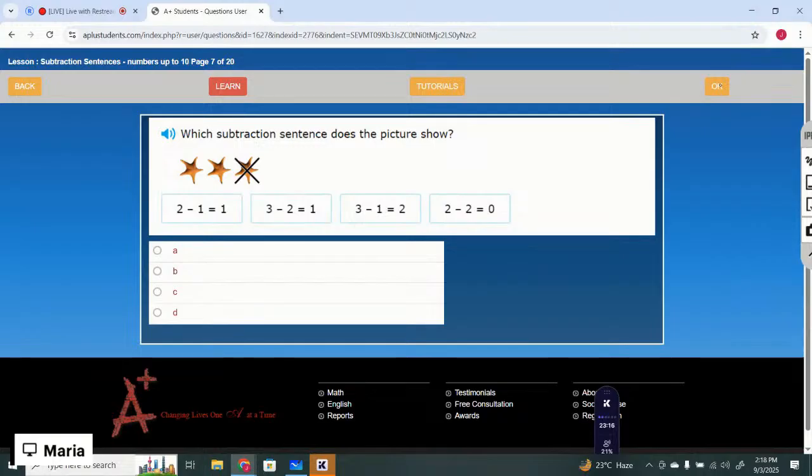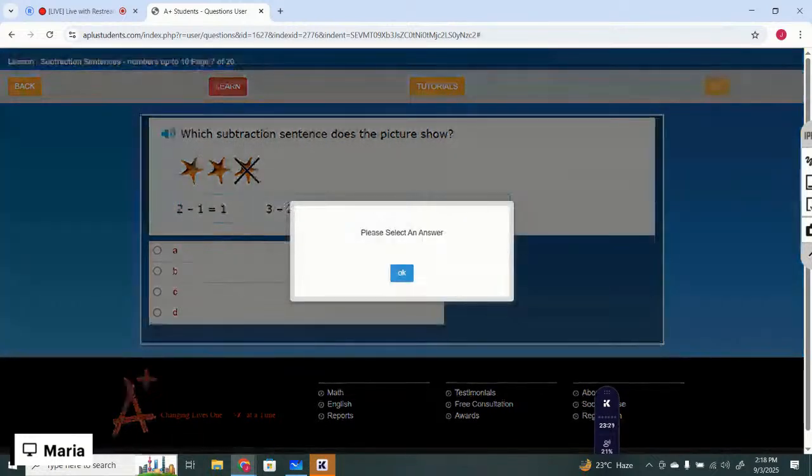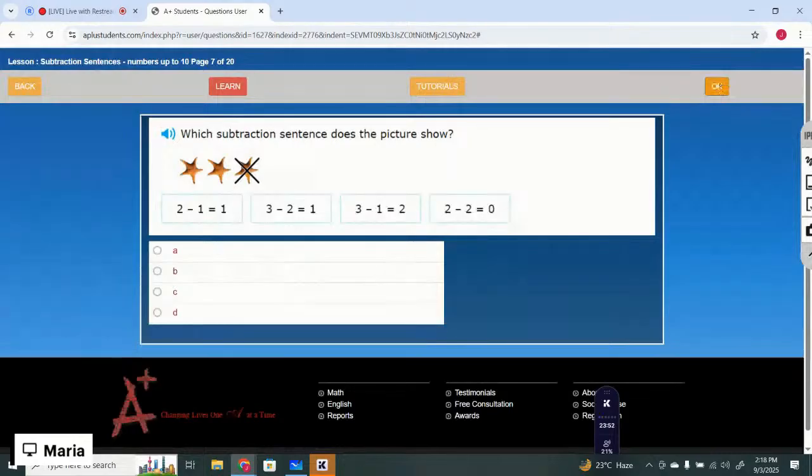3 take away 1 equals 2, option number C is the correct option. That is 3 take away 1.